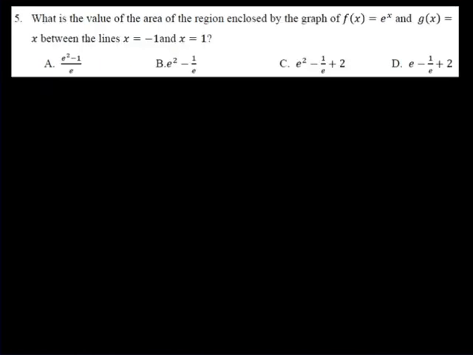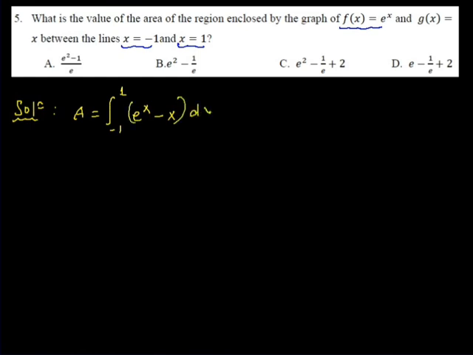What is the value of the area of the region enclosed by the graphs of y equals e to the power of x and y equals x, between x equals minus 1 and x equals 1? So we need to apply the formula for the area between the two curves from minus 1 up to 1, but the functions are e to the power of x and x. Okay, these are our functions.